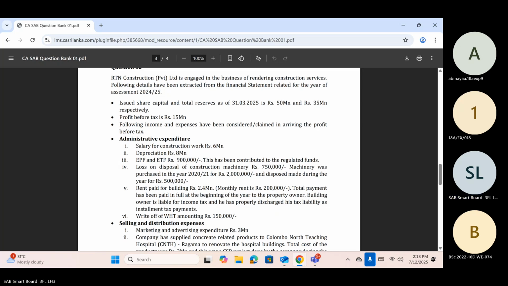EPF and ETF. Tell me whether we can deduct or not. EPF and ETF, can we deduct or not?